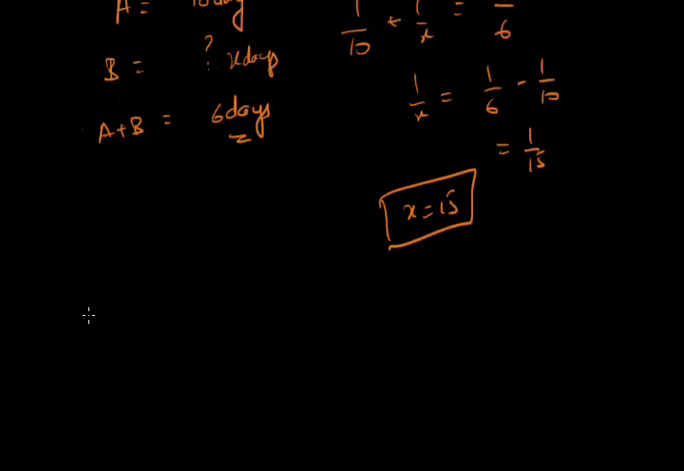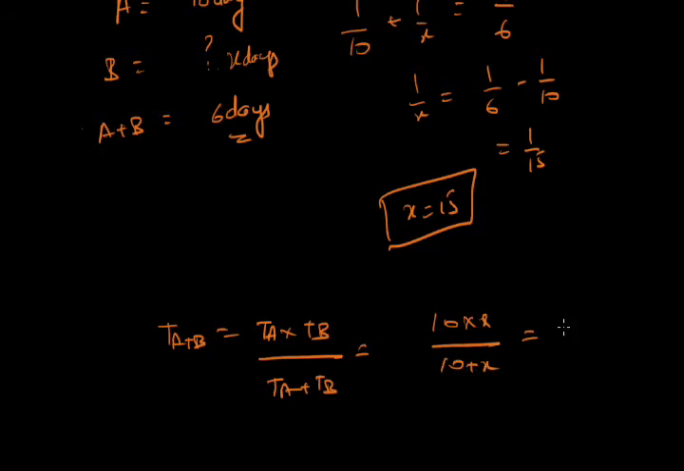The second method was the formula. You know that T(A+B) was TA into TB upon TA plus TB, that is 10 into x upon 10 plus x, which is equal to 6. On solving, again we get x equal to 15.